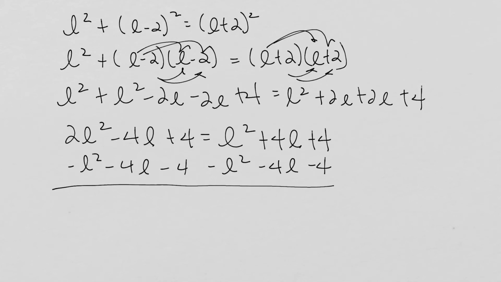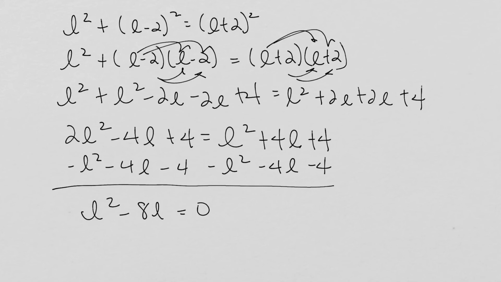2L squared minus L squared is L squared. Minus 4L minus 4L is negative 8L. Plus 4 minus 4 is 0. And that's equal to 0. This time I have L squared minus 8L equals 0.